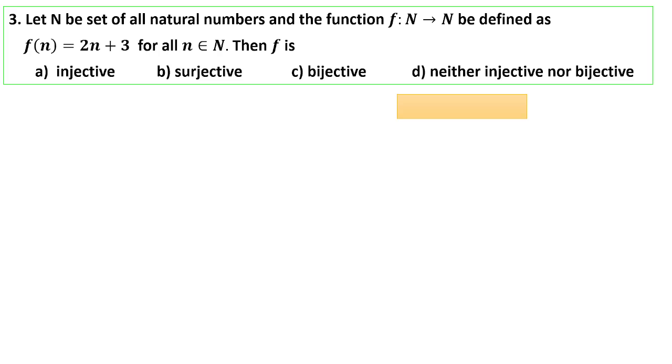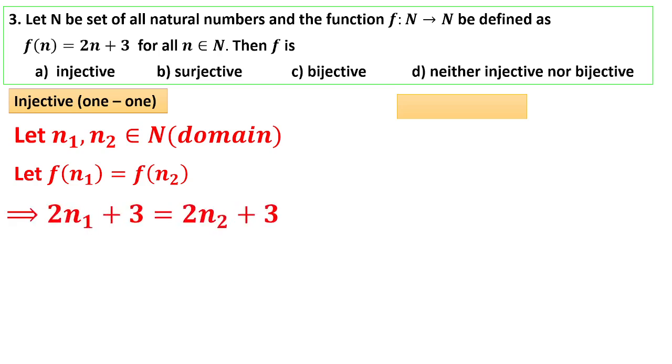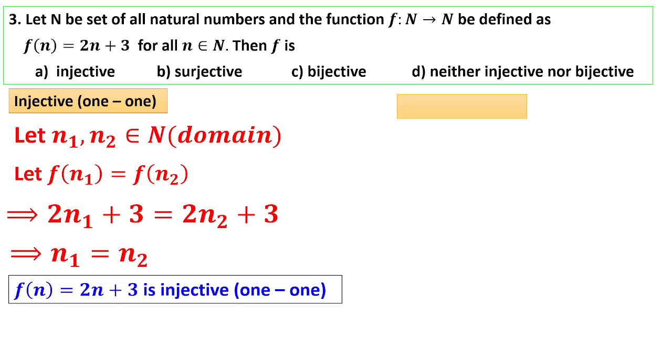Go to question number 3. We have been given N is the set of all natural numbers, and f of n is defined as 2n plus 3. We have to check the nature of this function. Let us check injective. Let us take two elements n1, n2 in the domain. Assume that f of n1 is equal to f of n2. The images are equal. Therefore, using the given function, 2n1 plus 3 is equal to 2n2 plus 3. By cancelling 3 and 3, n1 is equal to n2. Therefore, it is injective.